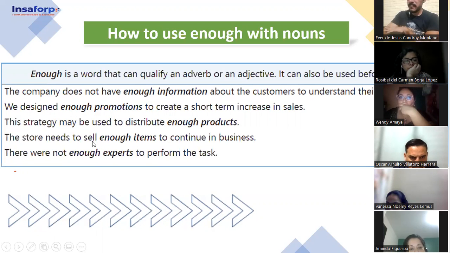Oscar, how is your internet, Oscar? ¿Cómo está el internet? ¿Ya mejoró? More or less, more or less. Yes, okay, good, please. Next sentence, please, Oscar.